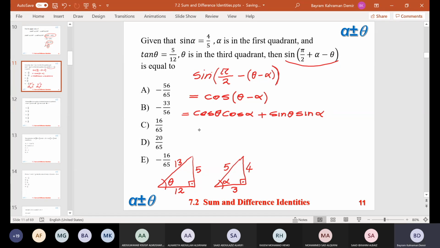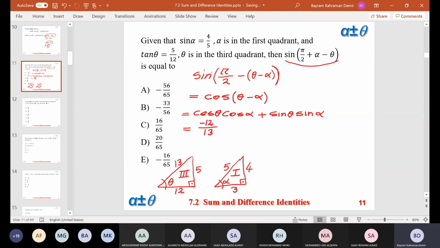Now, what is cosine of theta, Shiva? The cosine is 12 over 13, of course. Is it positive or negative? Third quadrant, right? Theta is in the third quadrant. Let me write it here, maybe number 3. This is in the third quadrant, so we have to keep in mind, and alpha is in the first quadrant. So cosine will be negative 12 over 13. You see that, guys?